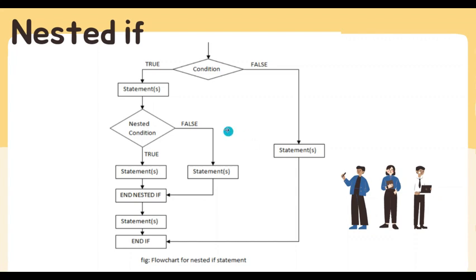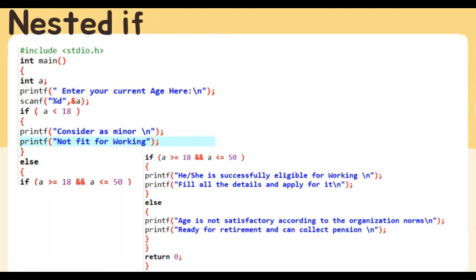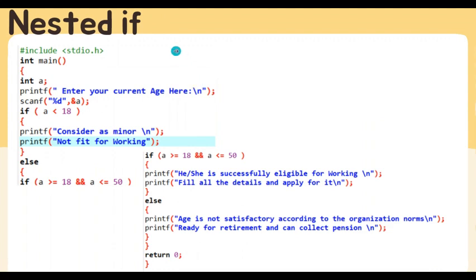And here is the flow chart. You can check further. And the example about the nested if. Here I would like to check whether a person is eligible for working or not. Here first I'll take the age.